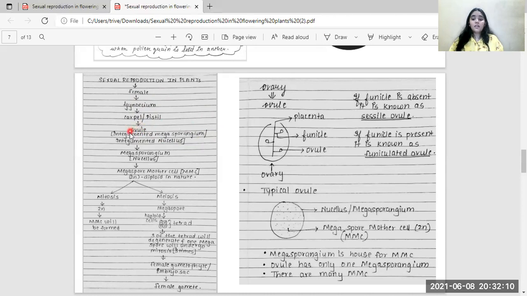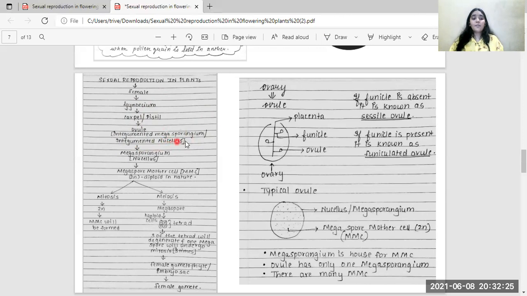and the ovule is an equivalent term to stamen. Sorry, the ovule is the equivalent term to anther. Ovule has an integumented megasporangium, or integumented nucellus. Its megasporangium is also known as the nucellus.